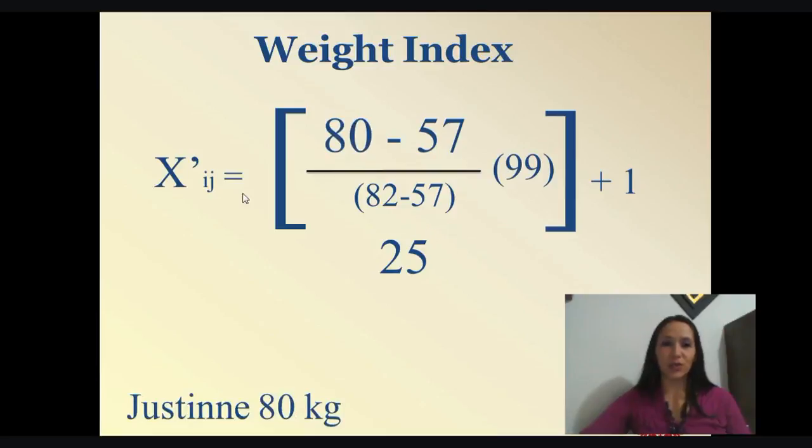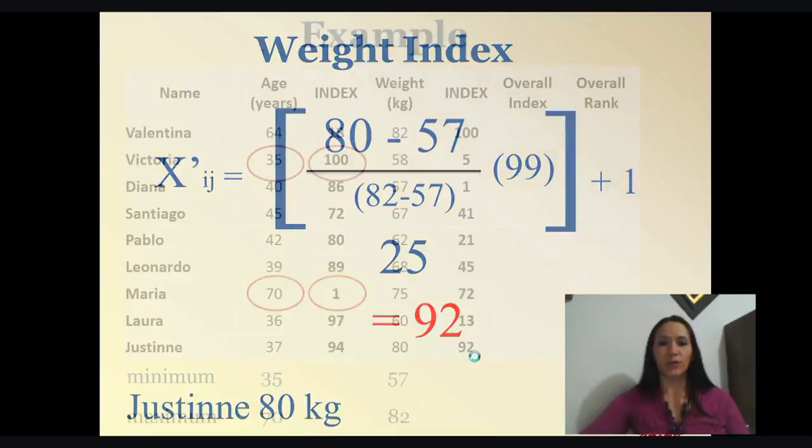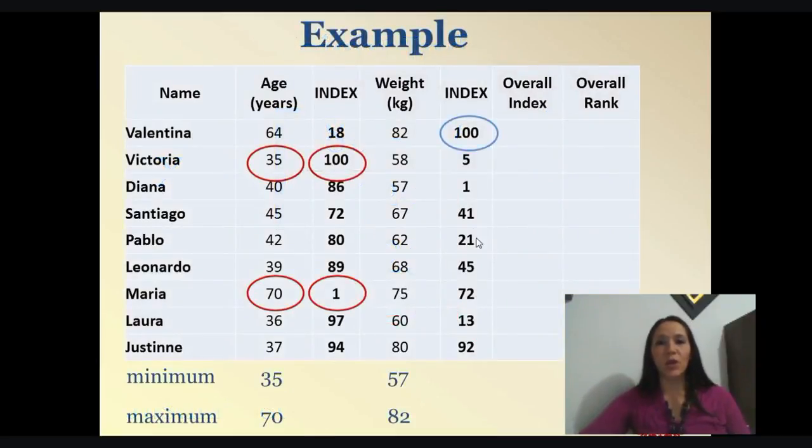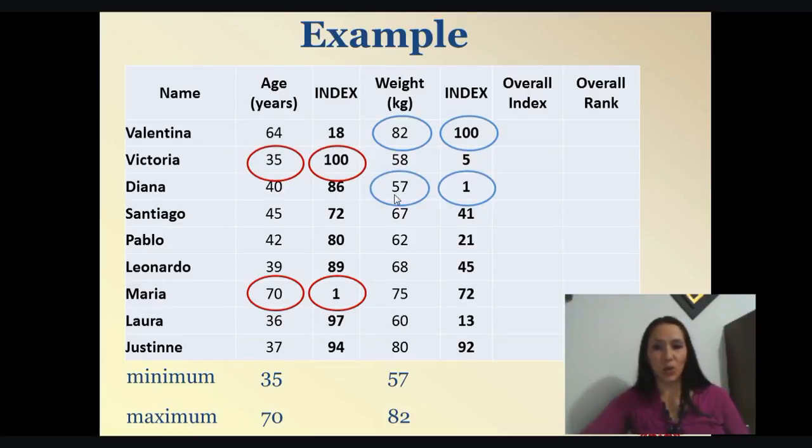And finally, we are going to do the exercise with Justine, who weighs 80 kilograms. 80 is the number that we are going to modify, minus the minimum, over the range, times 99 plus 1, equals 92. So as you can see here, the index of 100 is for the heaviest person, the person that has more weight, and the number 1 is the person that has the lowest weight.